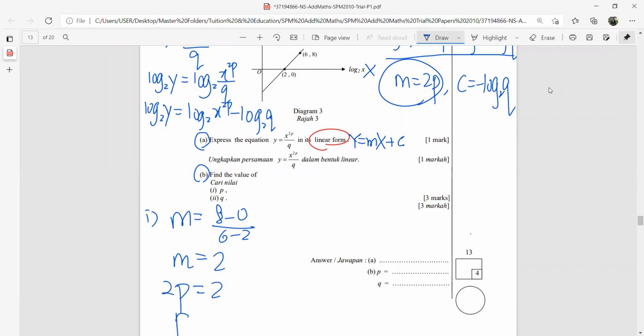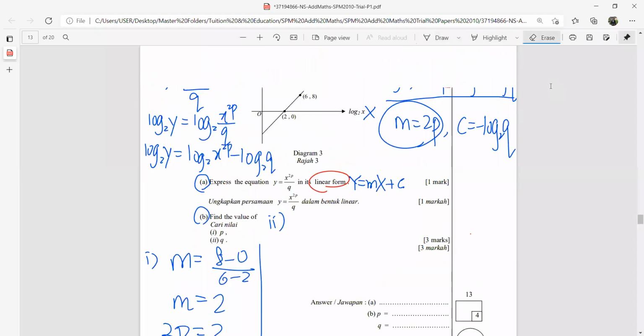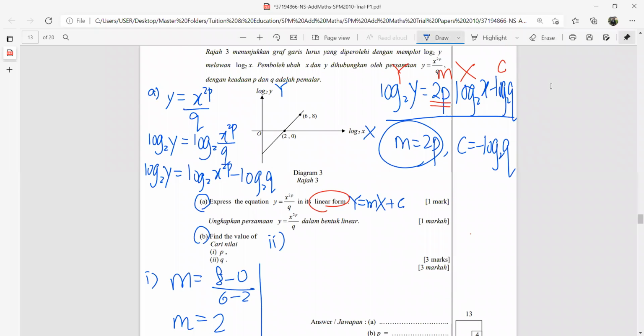And the gradient is actually 2P, and your job is to find P. And I have to find Q. Class, how to solve to find Q? You have to relate to the y-intercept, but did they give you the y-intercept? Don't have. Then you just choose a point to help you.